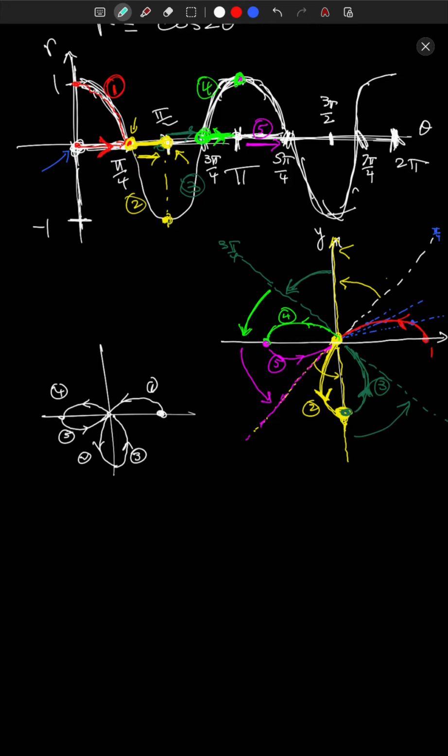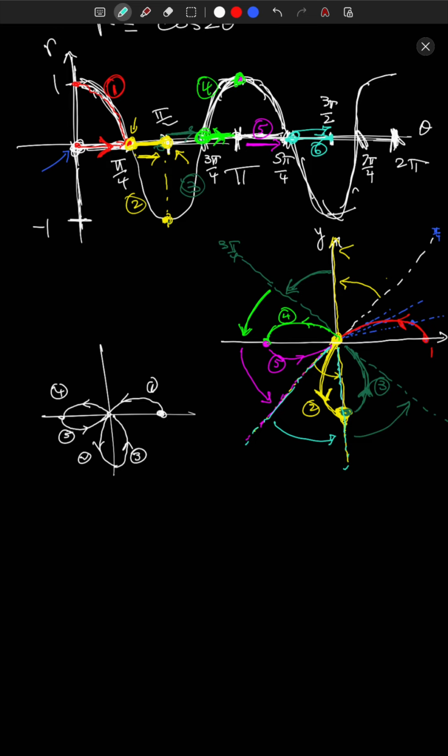Okay, so next we're doing 5 pi over 4 to 3 pi over 2. 5 pi over 4 is right there. 3 pi over 2 is the negative y-axis. So we're drawing this region right there. However, because our r from here to there is negative, we're not actually going to draw our picture here. We're going to draw it on the opposite side. And again, you want to be careful about which exactly is the opposite side.